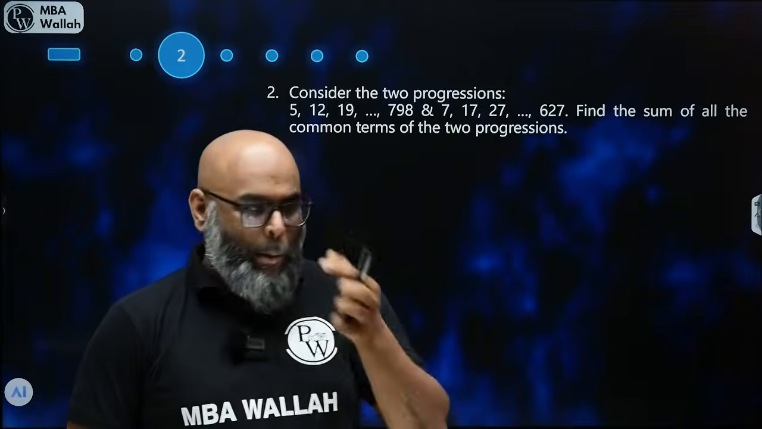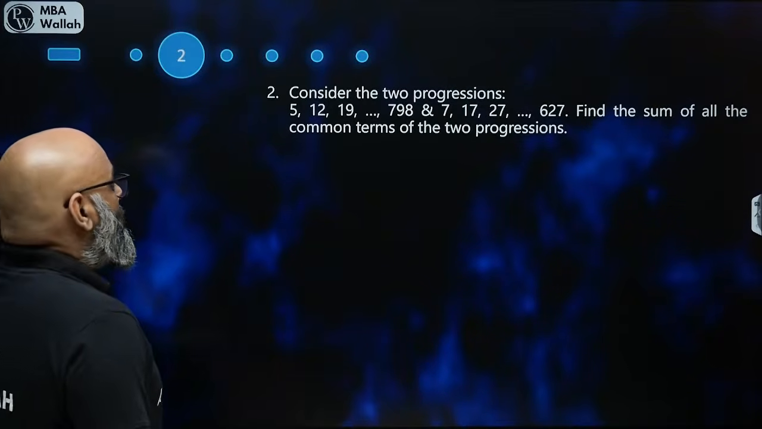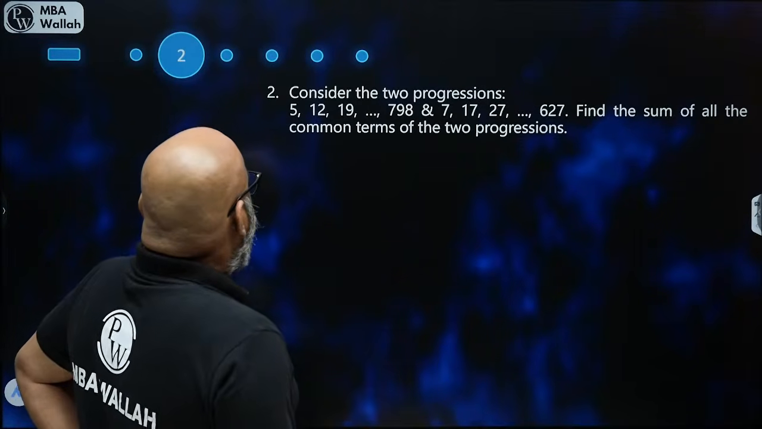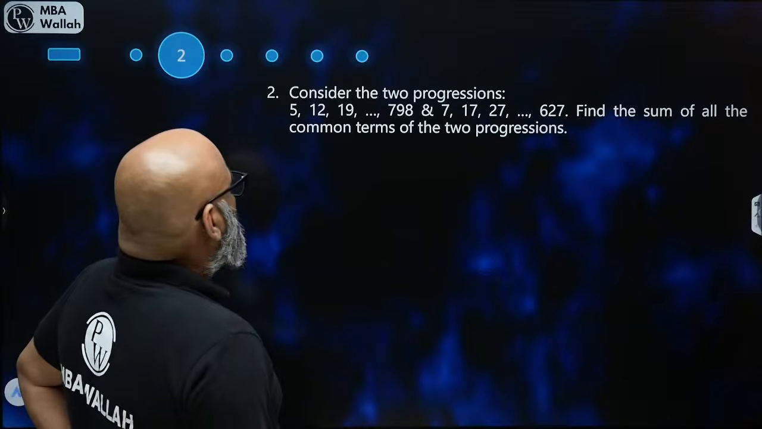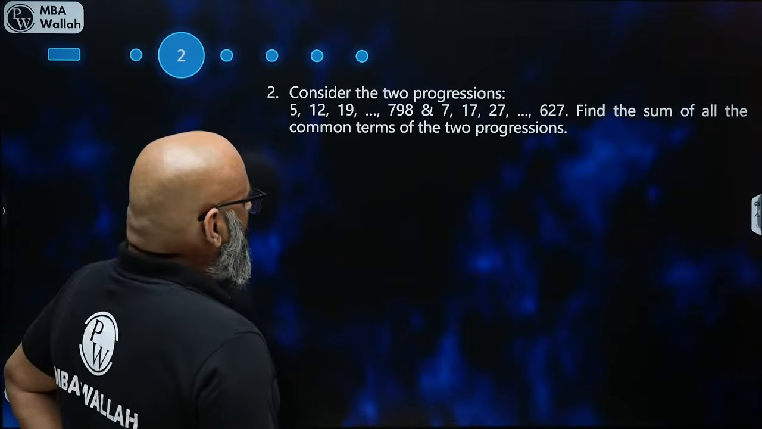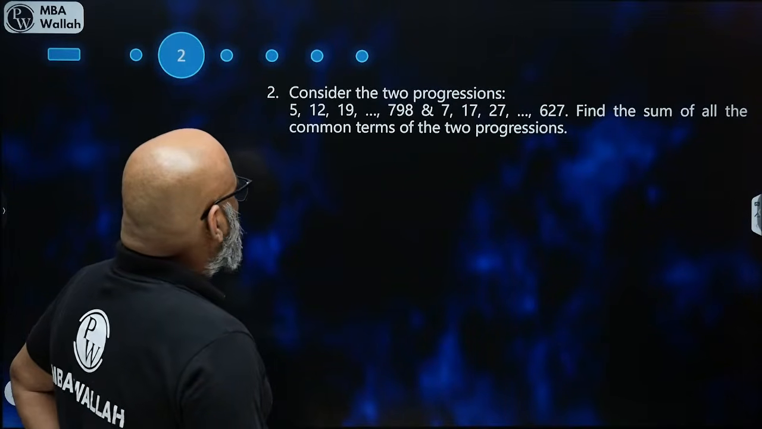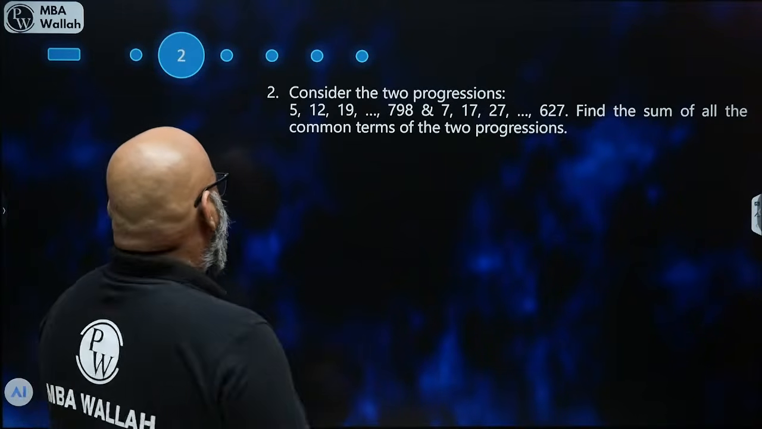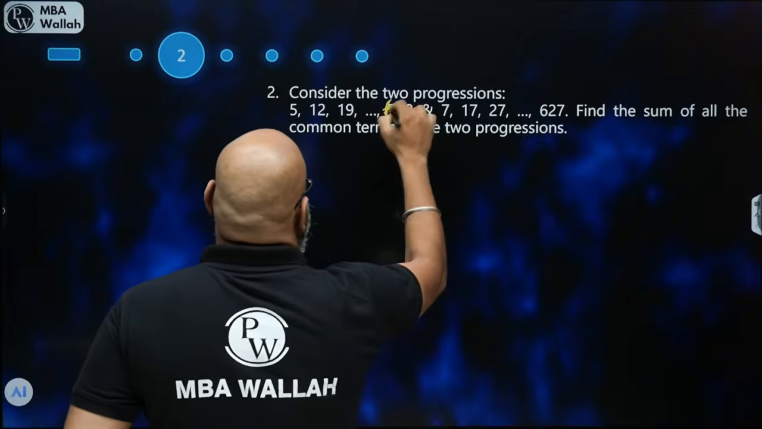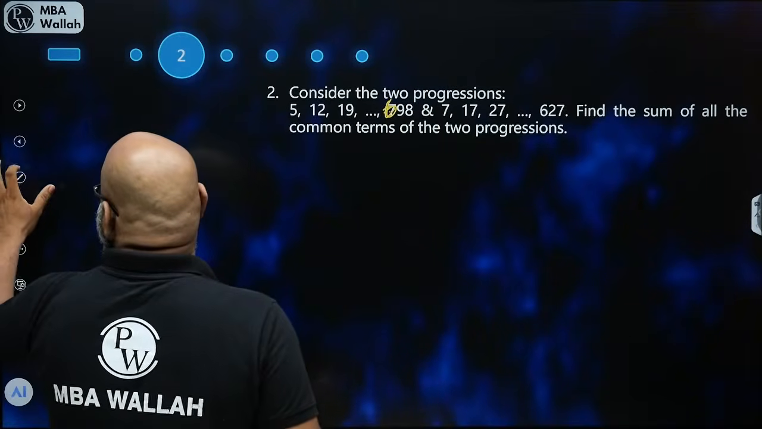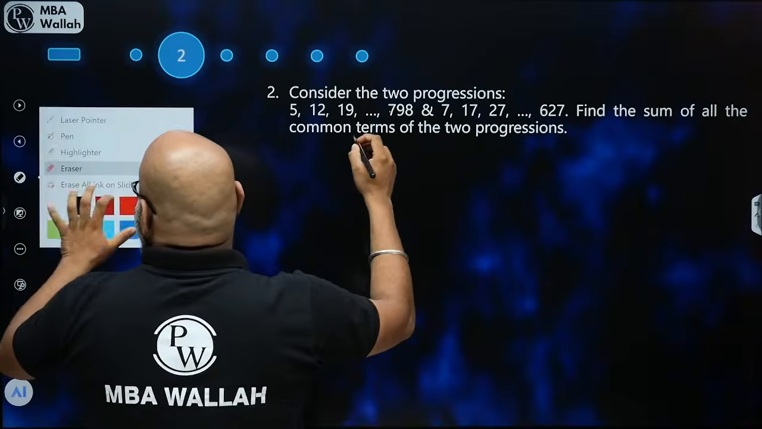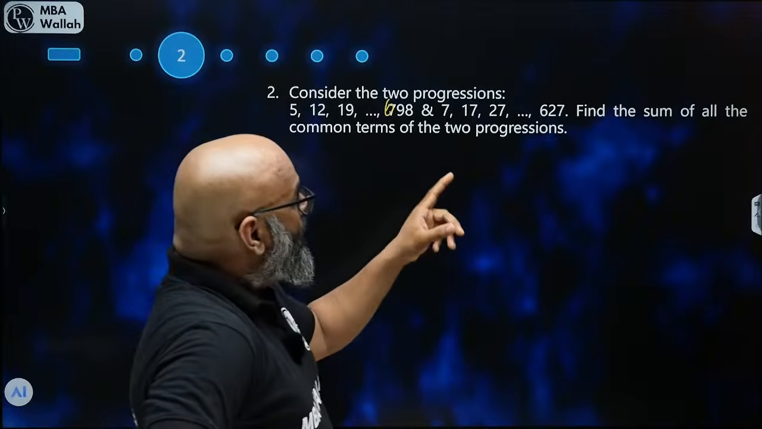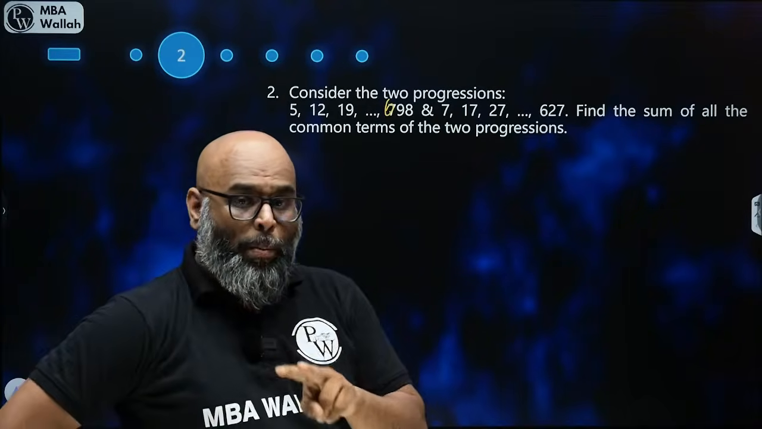A nice question. Consider the two progressions 5, 12, 19 dot dot dot up to 798, and 7, 17, 27 up to 627. Find the sum of all the common terms of the two progressions. 5, 12, 19, 698. So it has to be 698, this cannot be 798. It has to be of the form. Not a big deal.